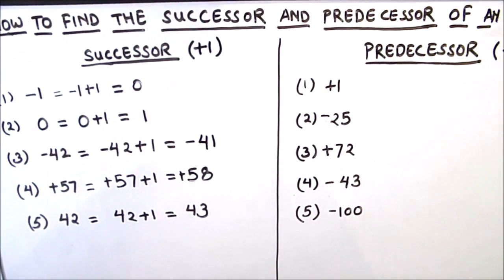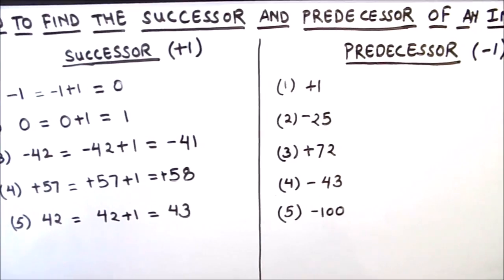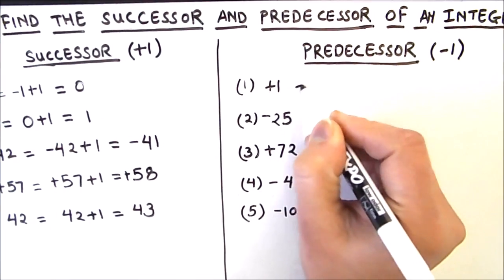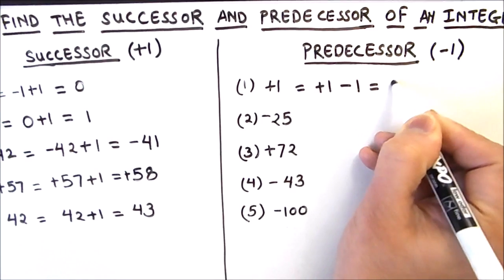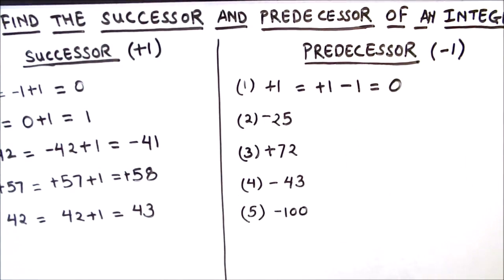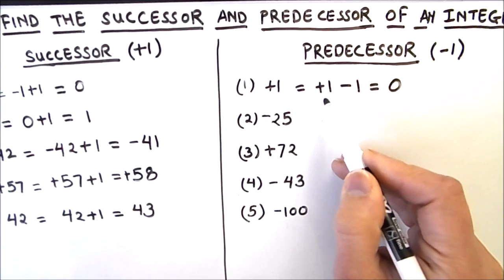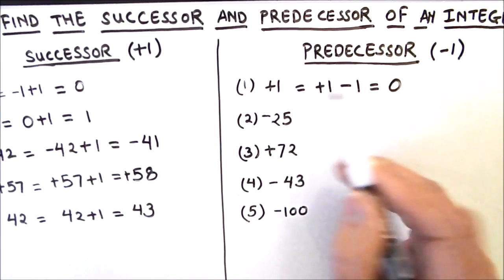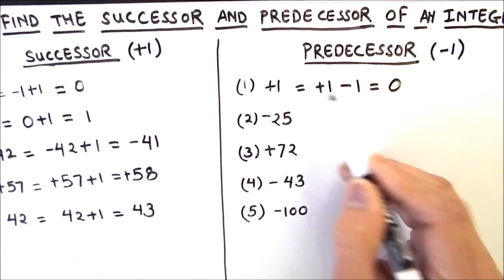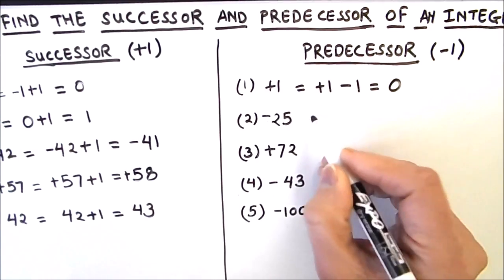Now let's move on to finding the predecessor of integers. So the first example is +1. For finding the predecessor we are going to subtract 1 from the integer. So +1 minus 1 will be 0. So the predecessor of 1 or +1 is 0.